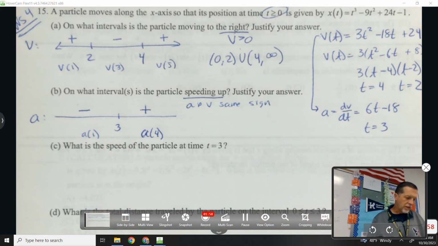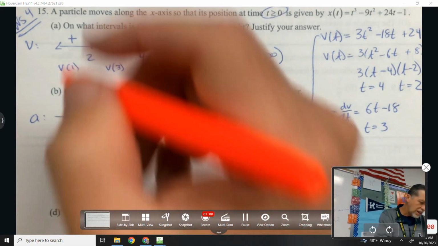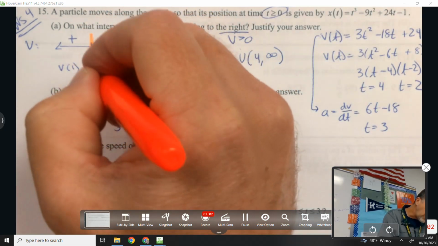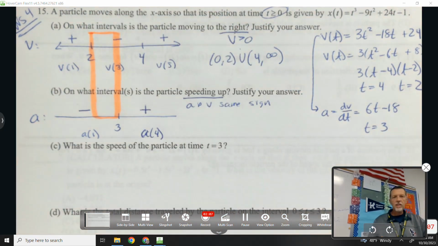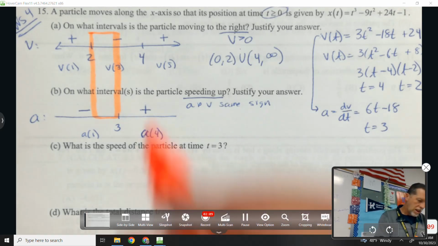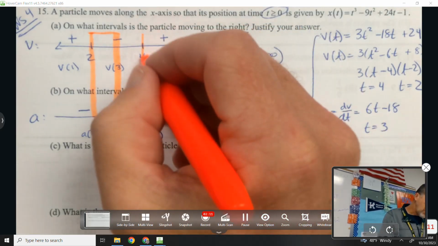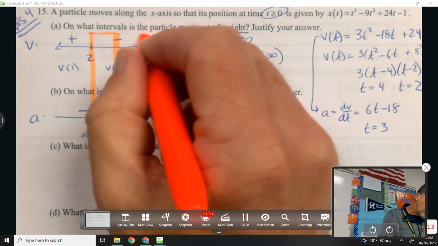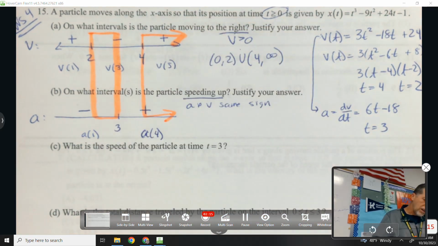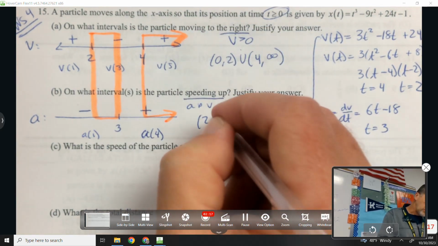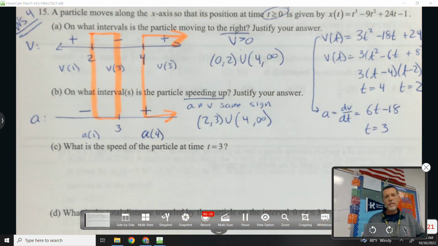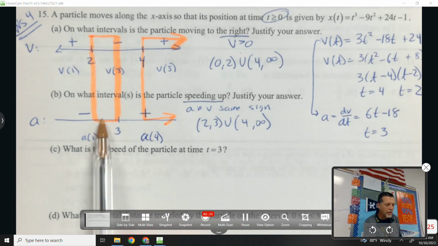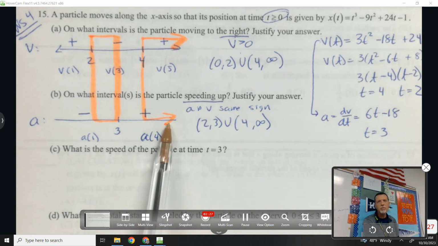So I'm trying to see where they have the same sign. They're both negative right there from 2 to 3. And they're both positive from 4 on. So from 2 to 3 and from 4 to infinity, they have the same sign. So 2 to 3, we're speeding up going backwards. 4 to infinity, we're speeding up going forwards.